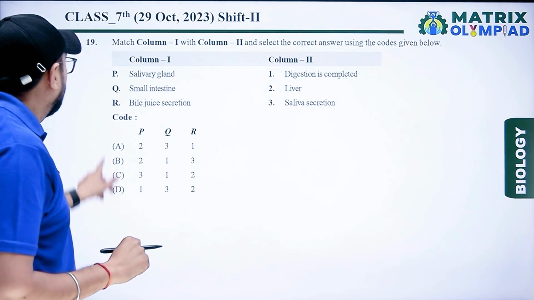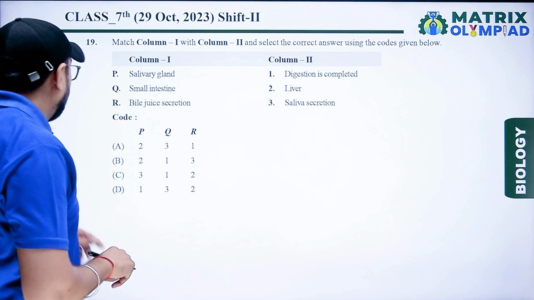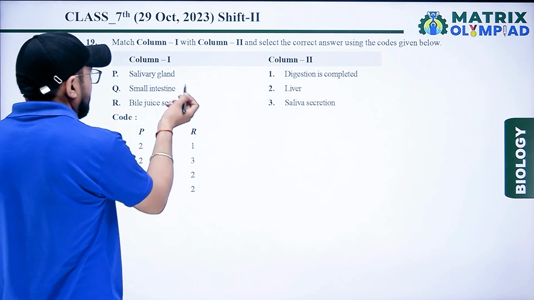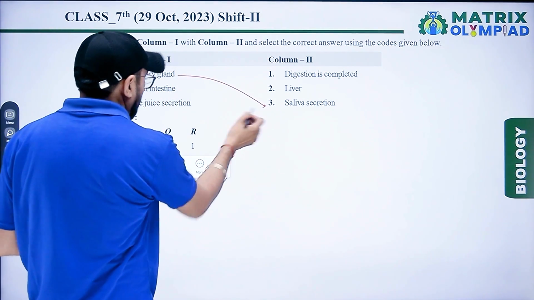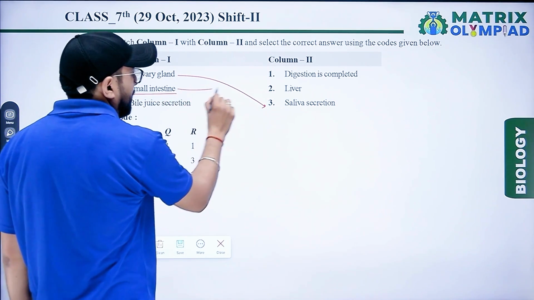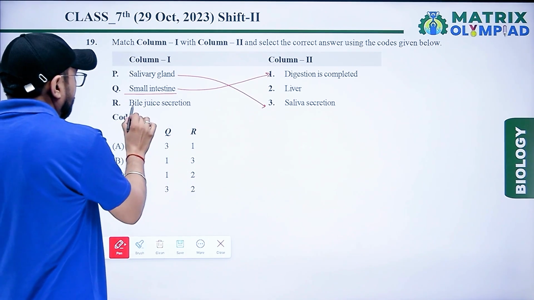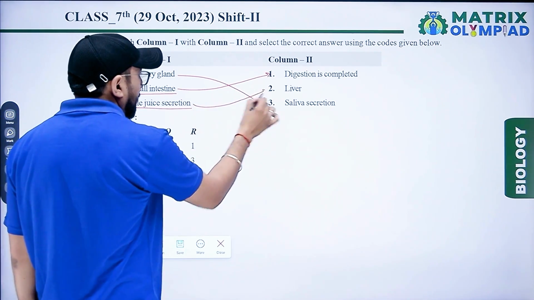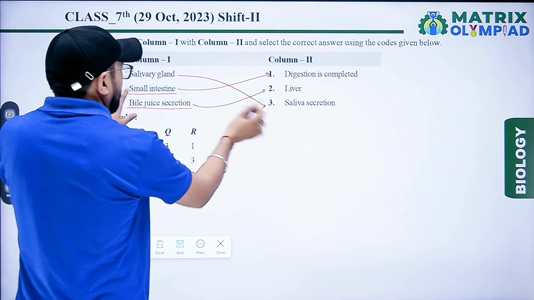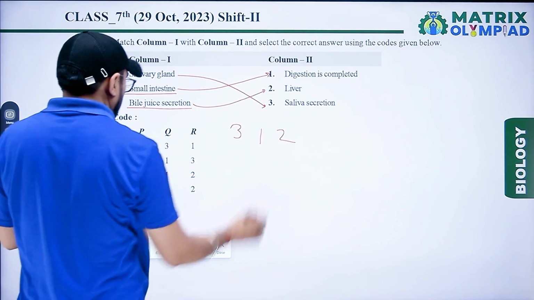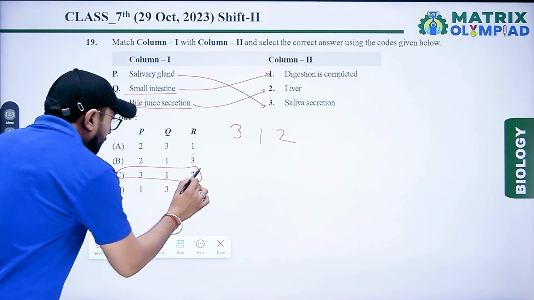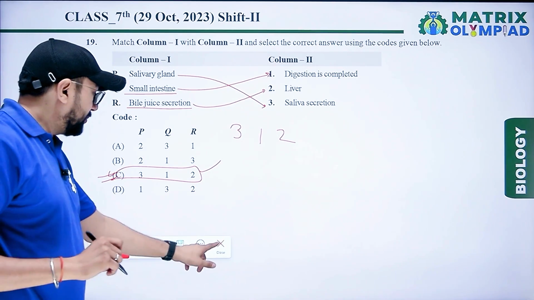Next one. Match the column first and second. Salivary gland helps in saliva secretion. So, third is the right. Small intestine where digestion is completed. And bile juice secretion by liver and storage in gall bladder. So, third, 1 and 2. Option C is the right for this question. Next one.